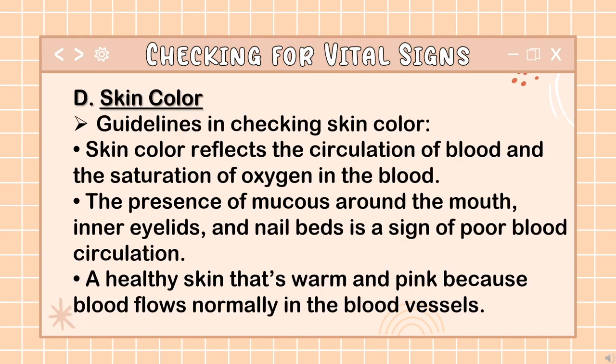In checking the skin color, here are the guidelines to follow. Skin color reflects the circulation of blood and the saturation of oxygen in the blood. The presence of mucus around the mouth, inner eyelids, and nail beds is a sign of poor blood circulation. Healthy skin is warm and pink because blood flows normally in the blood vessels.